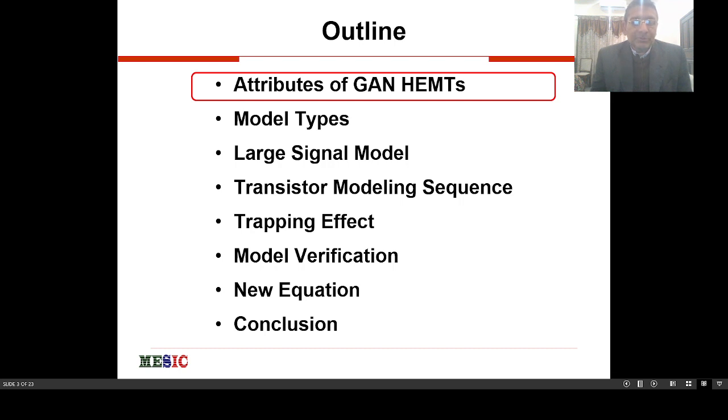Then I'm going to talk about the transistor modeling sequence. How can you make a transistor model? How can you make a large signal model? How can you make a small signal model? And what are the differences between them?